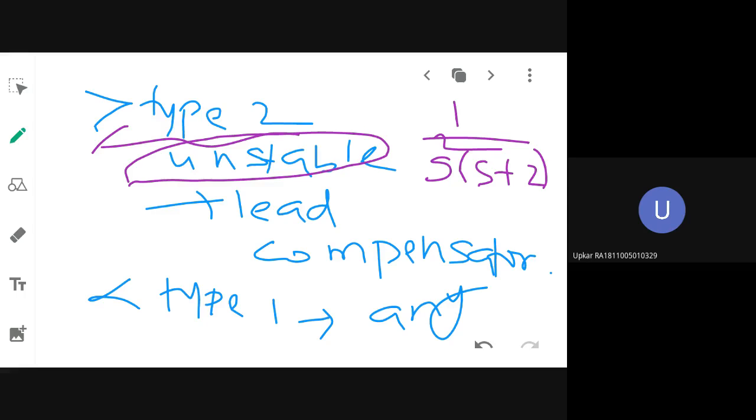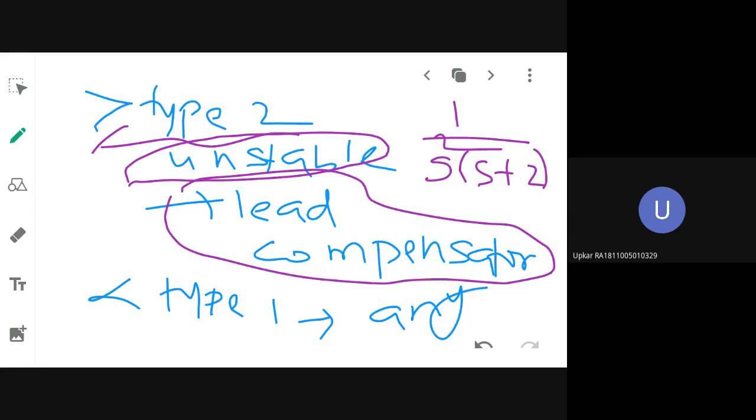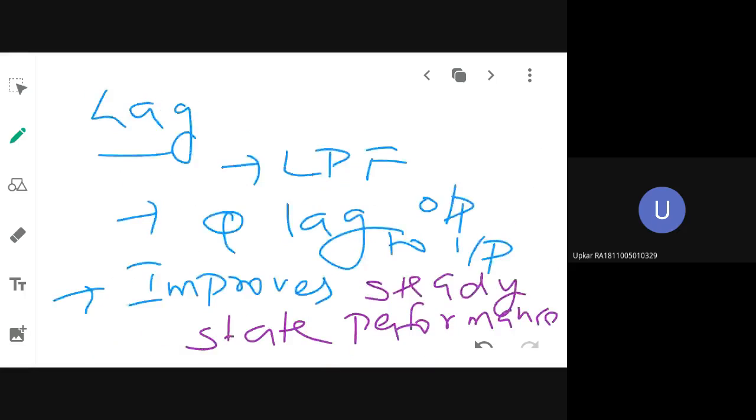So in order to achieve these two things, you usually prefer a lead compensator. But on the other hand, when the system is having less than type 1, any type of compensator you can use. It can be a lag compensator, a lag-lead compensator, or a combination. But whenever the system's type is greater than or equal to 2, you should use a lead compensator.